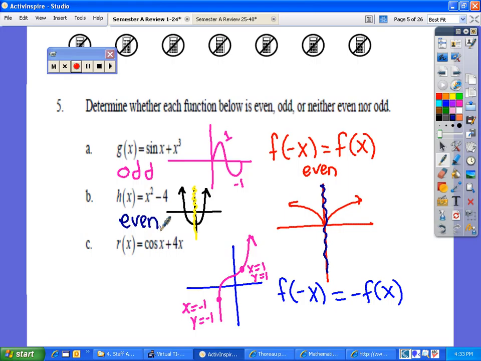Okay, and the last one is cosine plus 4x. Here's your cosine graph. And you know your 4x is a linear graph. I'm not really sure how we would put them together on a graph. But this linear graph is neither even nor odd. It's not symmetric with the y-axis, and it's not symmetric with the origin like these are. So this is going to be neither.